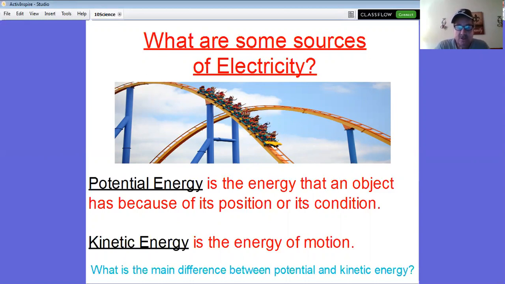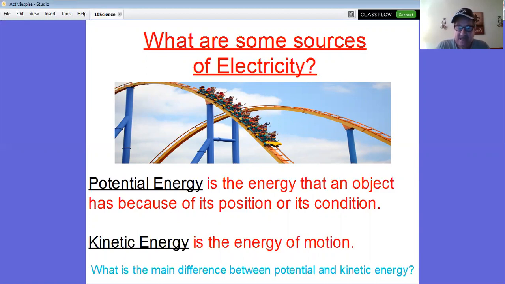Now, once that roller coaster goes down that first hill, once your bicycle goes down that first hill, the bicycle now has, and the roller coaster now has, kinetic energy, which again is the energy of motion. When things are moving, that is kinetic energy. And it is that movement that helps to create electricity.